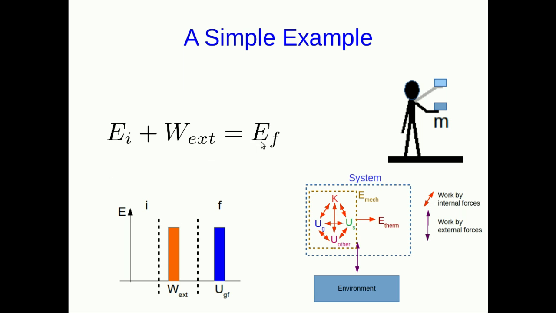And so we'll tend to write it this way. Whatever the initial energy is of the system, you add whatever external work is done, and that gives you the final energy. And of course, the external work can be negative. The system can be giving energy to the environment. But either way, we'll write it like this, with the external work on the left side of the equation with the initial energy, and we'll track whether that's energy coming into the system or out of the system by whether this work is positive or negative.